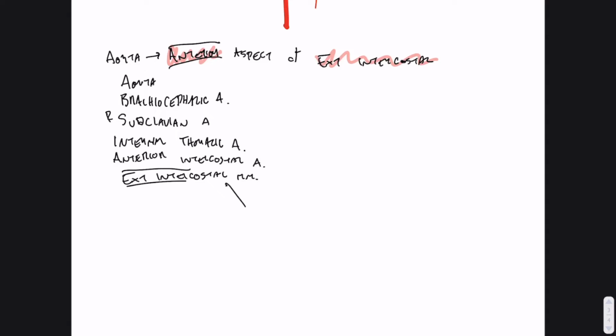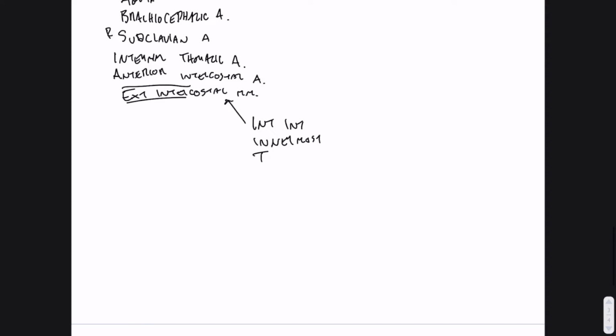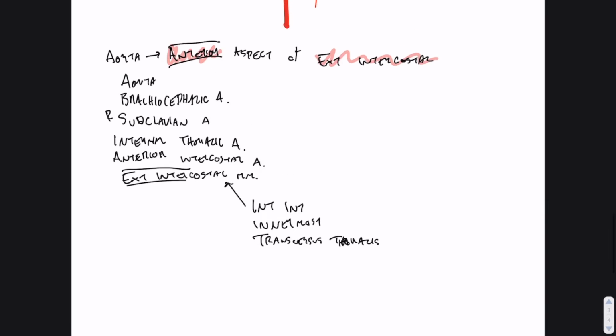So we can trade out external intercostal for internal intercostal, innermost, the transversus thoracis. So there's the muscles that can be supplied by that anterior route, those four muscles. So if you're taking blood to anterior aspects, this is our pathway. This is our anterior pathway.